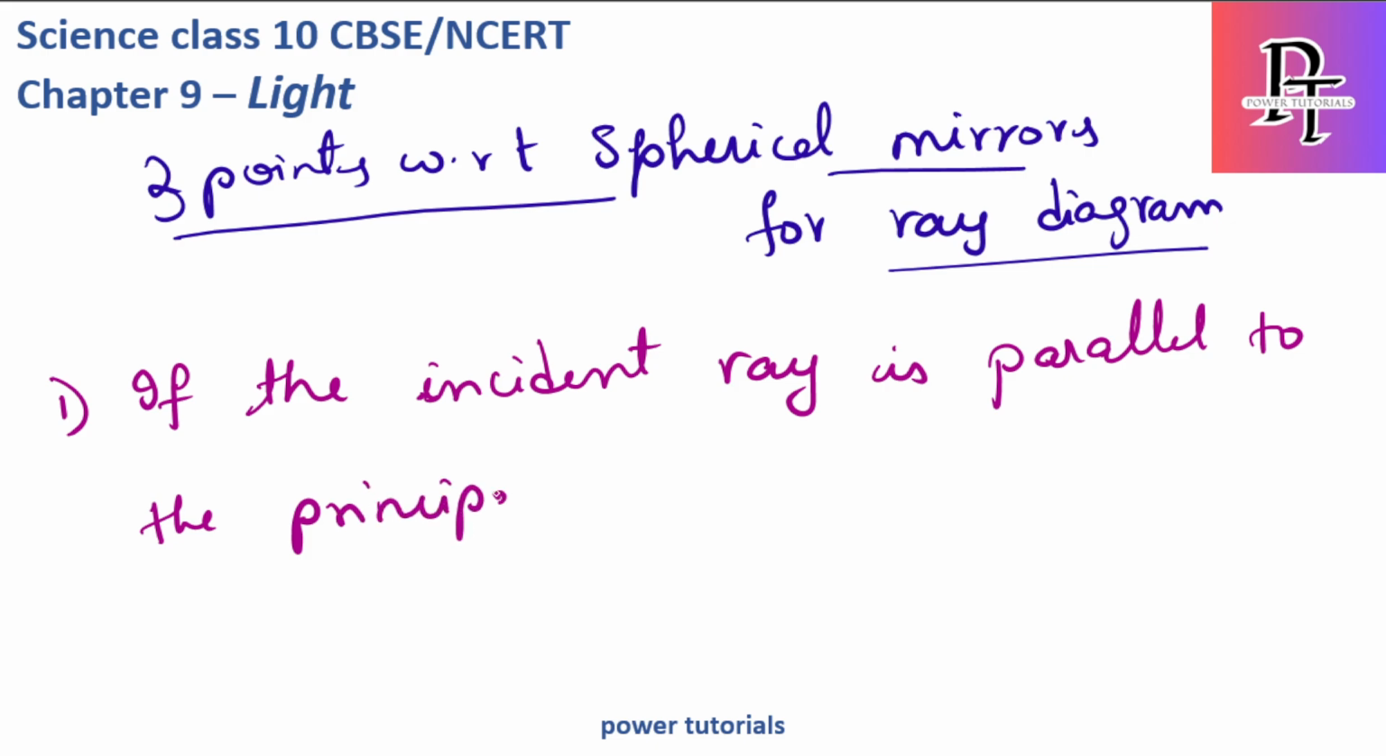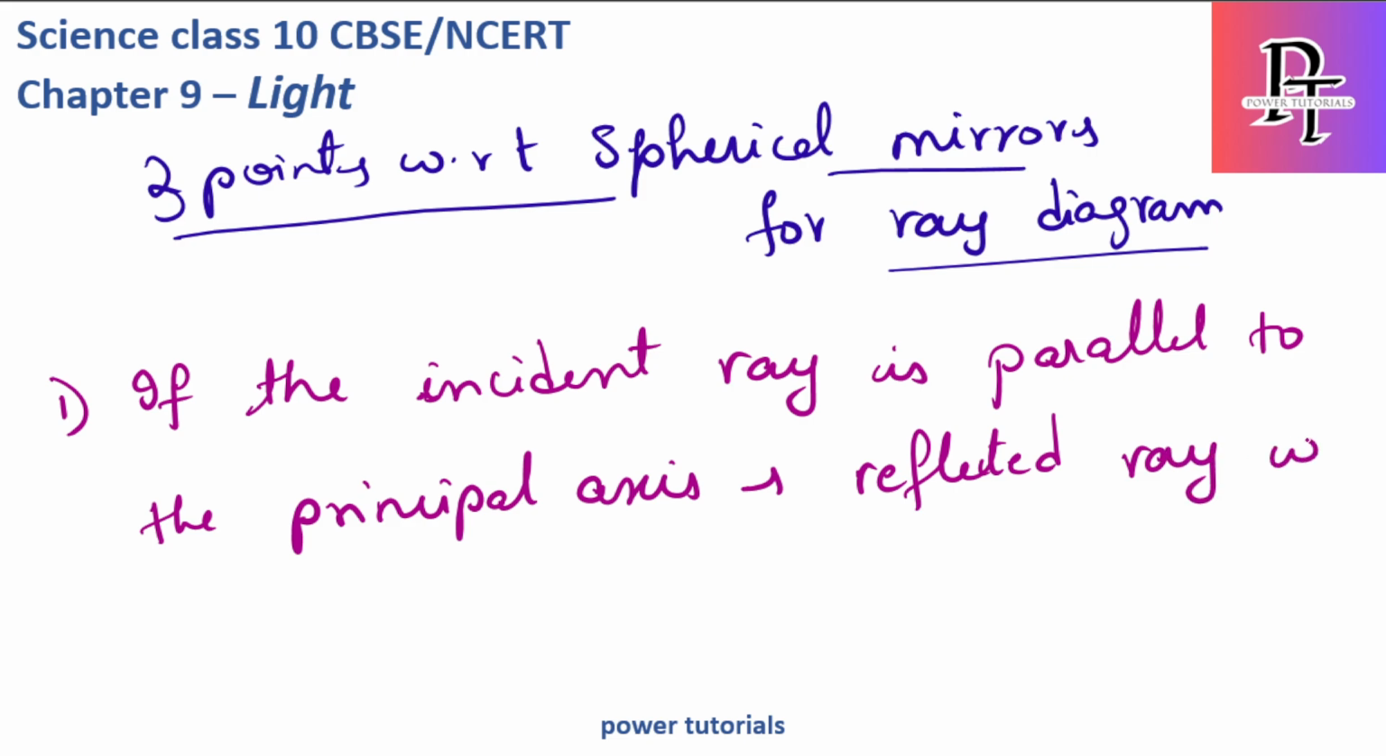principal axis, what will happen? The reflected ray will pass through the focus. Okay, so this we already studied, so not going to explain it. So a small diagram I'll draw here. I'll use another color to make it interesting. Okay, let's use orange color.